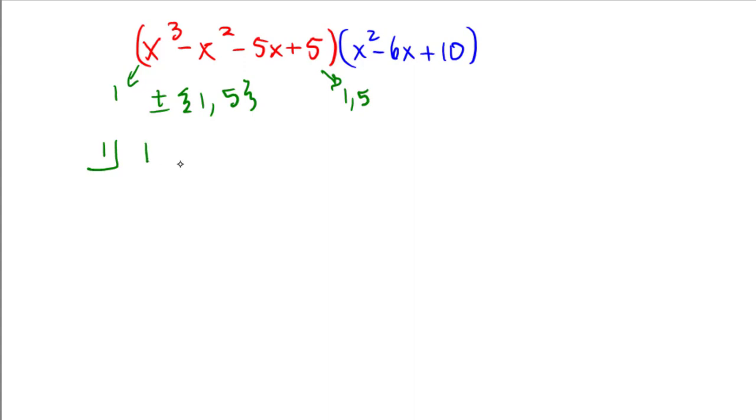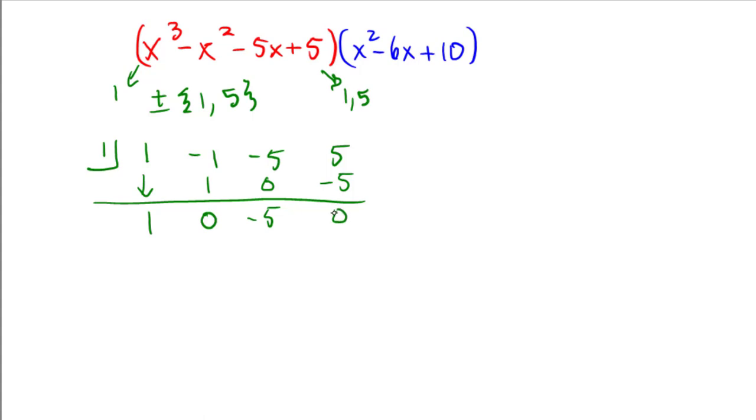So 1 into 1x cubed minus 1x squared minus 5x plus 5 would yield 1. 1 times 1 is 1. Add 0. 0 times 1 is 0. Add negative 5. Multiply. And there's 0. So that means now the red factors down into the x minus 1, because that's the root that we were proposing, the zero that we were proposing, and the residual, which is x squared minus 0x minus 5.